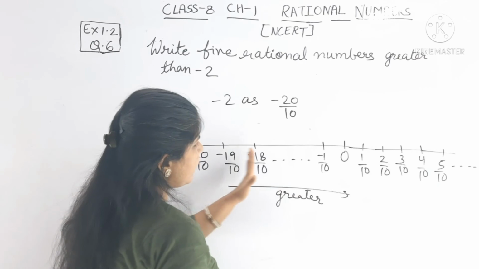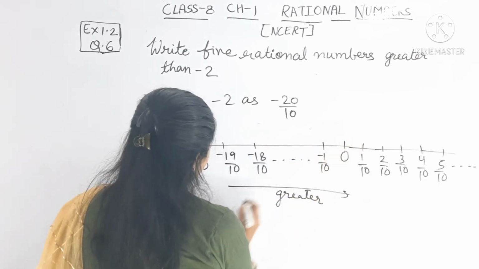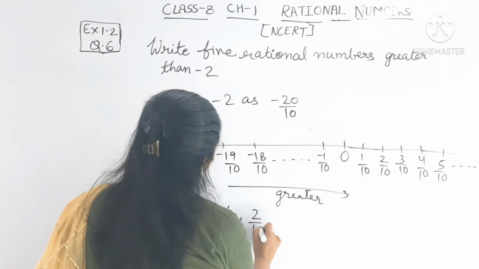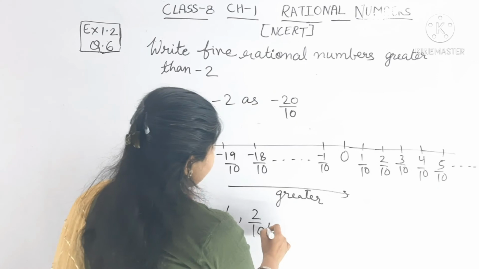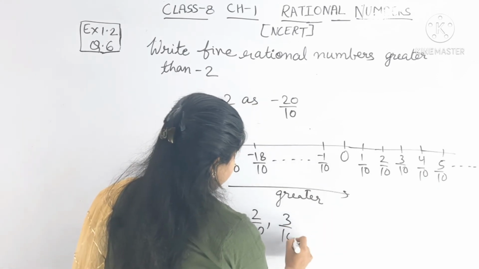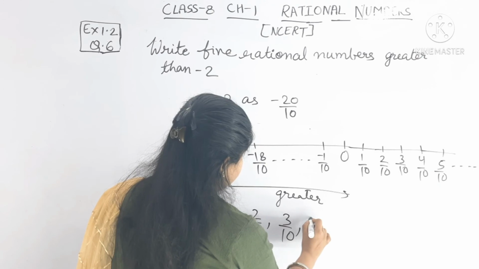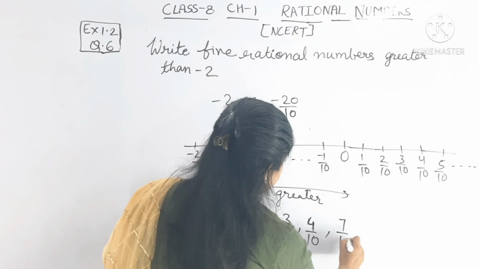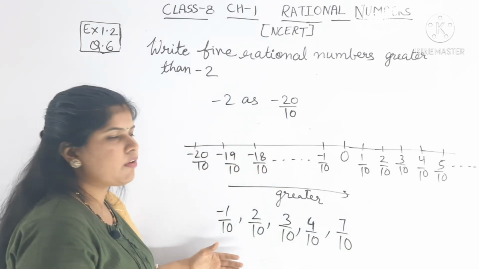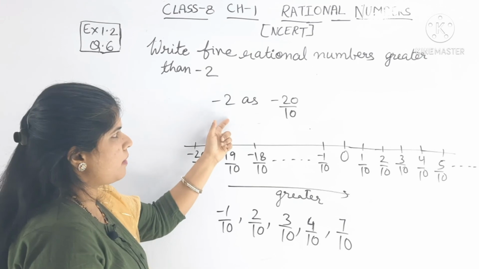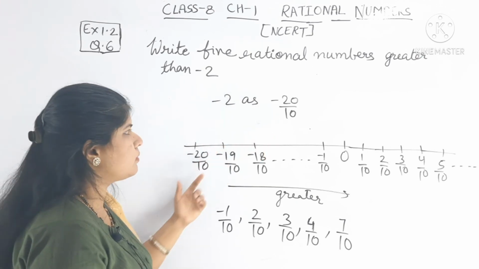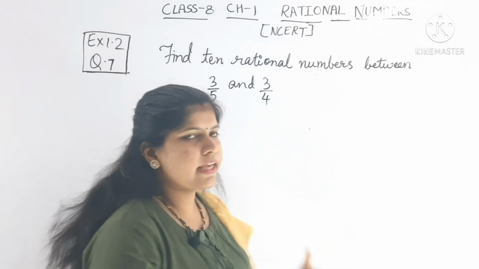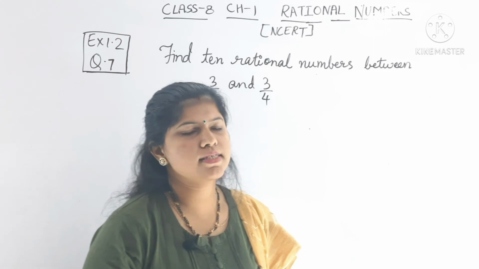So you can write any one from these numbers. So I am writing here minus 1 by 10, 2 by 10. We have to write only 5 rational numbers, so you can choose any from these numbers. So these are the 5 rational numbers that are greater than minus 2. You can write minus 2 as minus 20 by 10 for simplification. Now students, let's see question number 7 of exercise 1.2, the last question of this exercise.